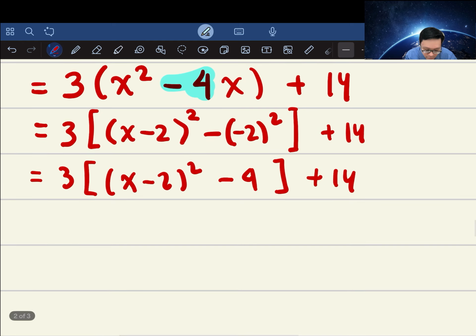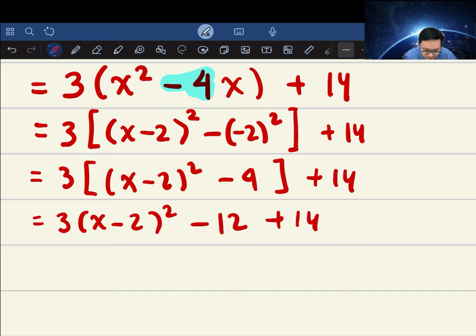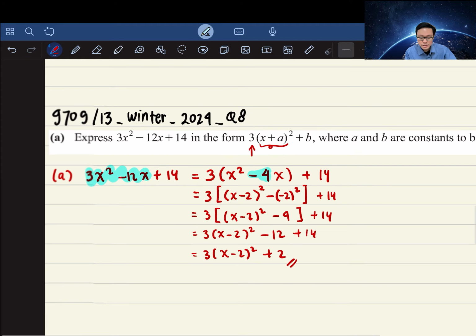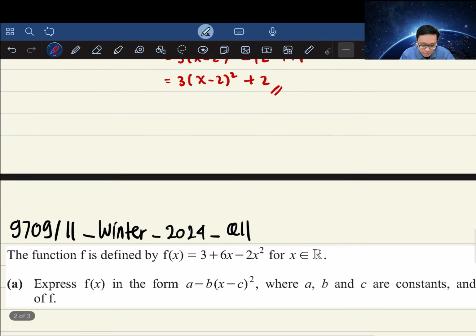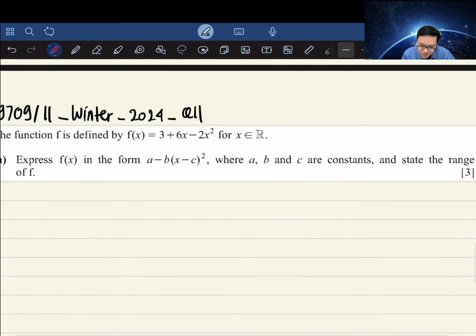Now we do expansion a little bit. 3 times x minus 2 squared minus 12 plus 14. So we will have 3 times x minus 2 squared plus 2. So this is the answer. Next question. Another question here.